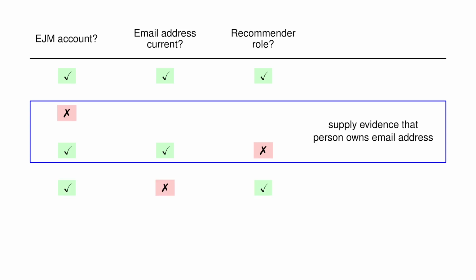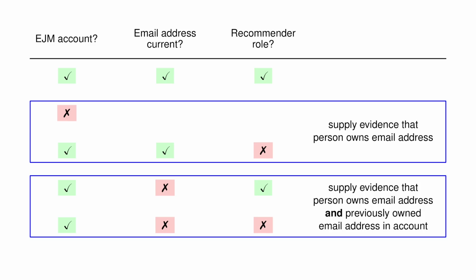Your recommender has an EconJobMarket account with or without a recommender role, but the email address in their account is not current. If it's necessary for you to request a change in the email address, and in some cases it's not, then you will need to supply evidence regarding both the person's current address and their previous address. Many users have Gmail addresses in their profiles, which means they can log in and we can contact them, regardless of whether they still have access to the primary address in their account.